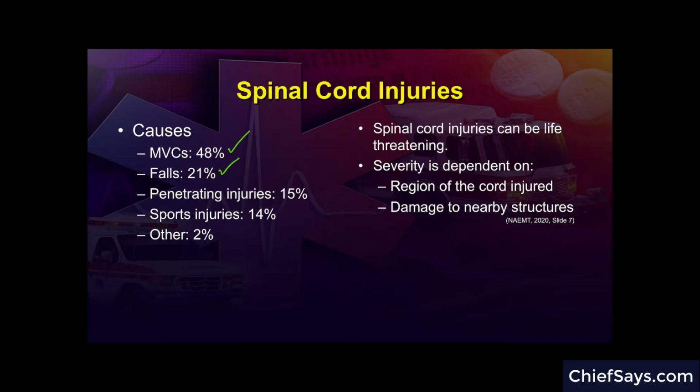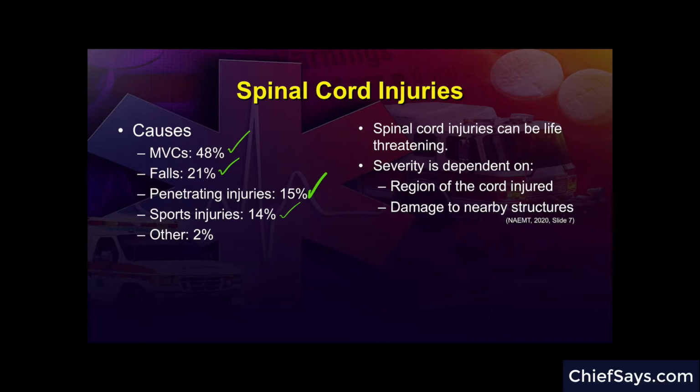Now, most of the spinal cord injuries statistically that we see come from things like motor vehicle collisions and significant falls. Penetrating injury makes up about 15%, which is interesting because penetrating injury has to essentially follow a very specific path through the body to make its way to the spinal cord and cause trauma. Sports injuries, a combination of contact sports and high velocity sports, contribute to this, and everything else falls within the other category.